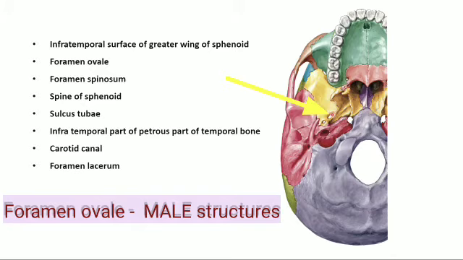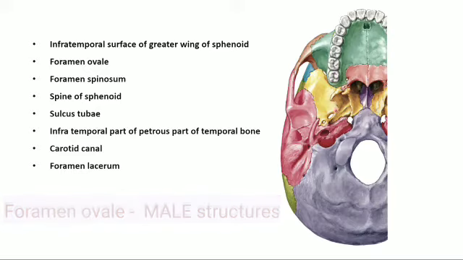Exactly, if you want to explain the location of this foramen ovale, you can say posteromedial aspect of upper border of this lateral pterygoid plate. So this is the lateral pterygoid plate, its posterior free border. In its upper aspect, posterolaterally. So that is the position of foramen ovale.